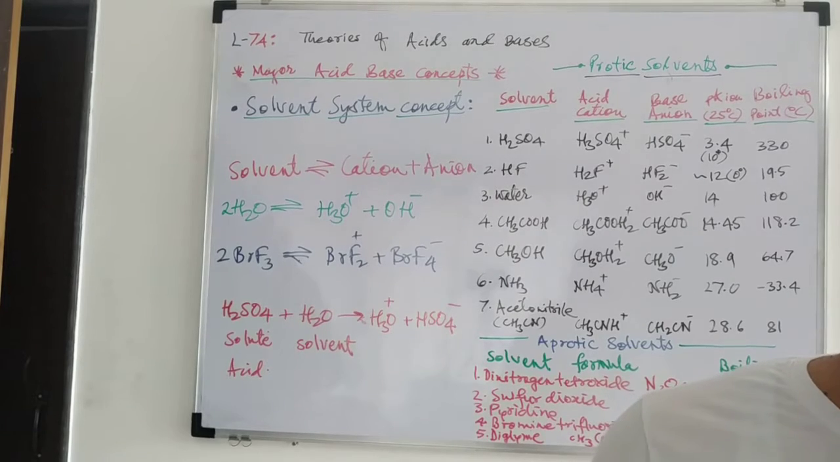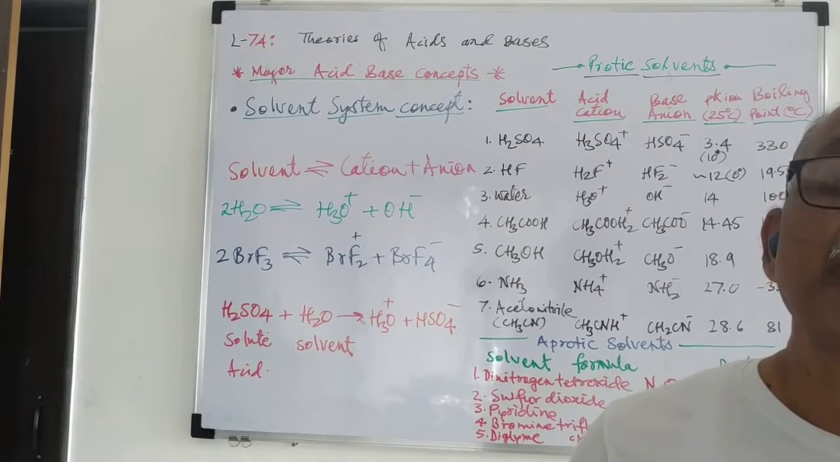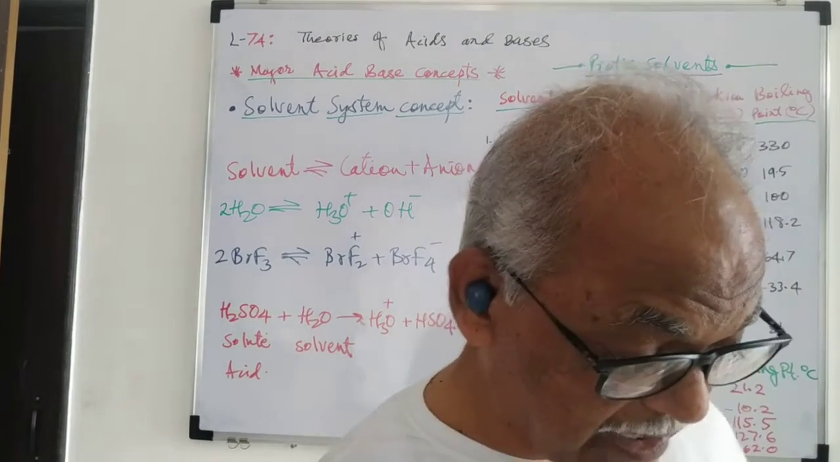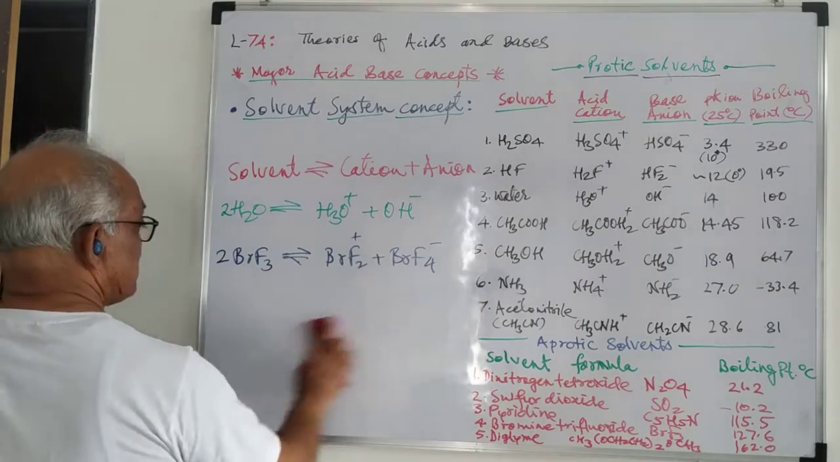Similarly, if we have any other solute which can produce an anion, we can take another example of solvent, that is BrF3.